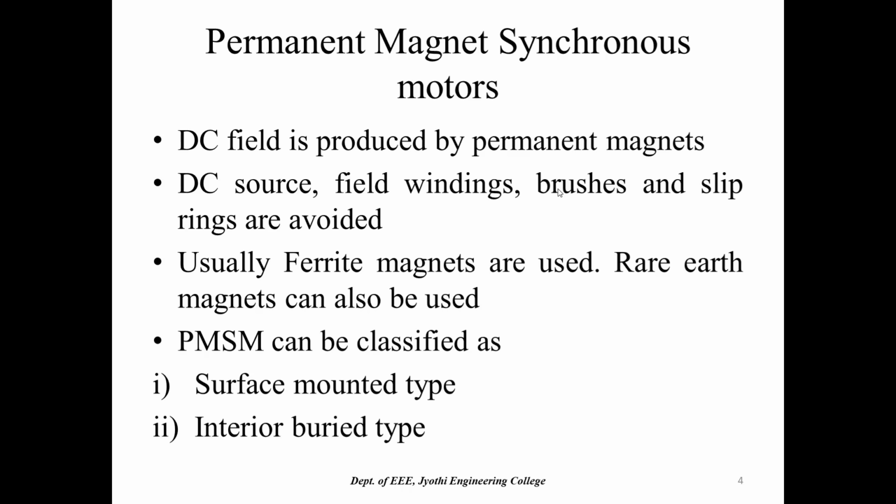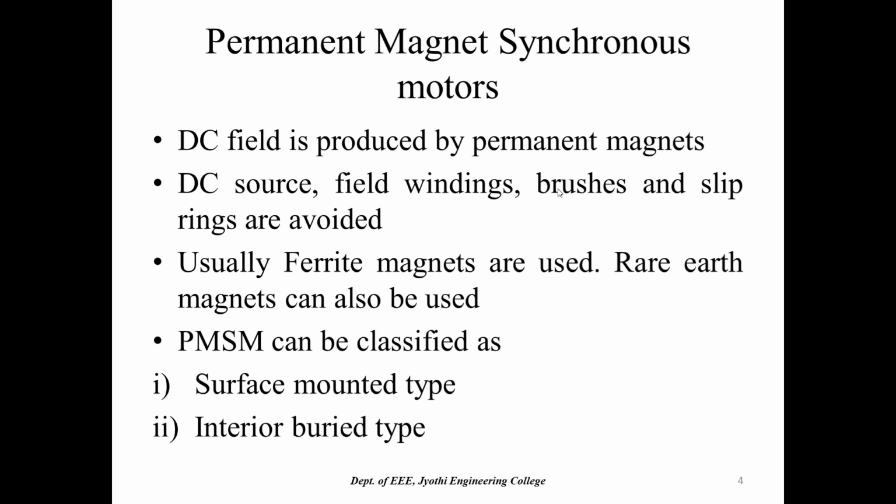Now let us see what is permanent magnet synchronous motor. In permanent magnet synchronous motor, the rotor will be having permanent magnets instead of a DC field winding. So the DC field is produced by permanent magnets. Therefore, we can get rid of DC source, field windings, brushes, and slip rings. The permanent magnets can be of ferrite magnets, or if we don't have a compromise on cost, we can go for rare earth magnets also.